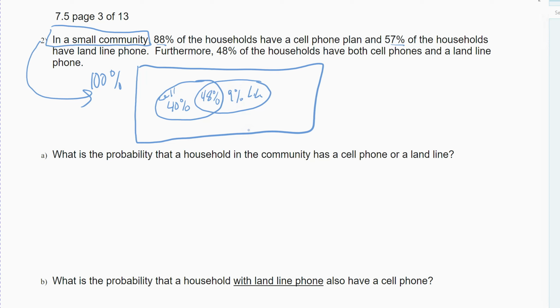But then I'm still not done. There's a chance that there's an outside area. It could be 0%, but I believe there is a percent. So you have your 40%, your 48%, your 9%. That adds up to 97%. Subtract that away from 100, so there is a small percentage: 3% of the people in this small community do not have a cell phone plan nor a landline, which means either they're totally off the grid and have no phone whatsoever, or maybe they have a burner phone that has no plan. So 3% of them have neither a landline nor a cell phone plan. Again, this is just a way to organize my information.